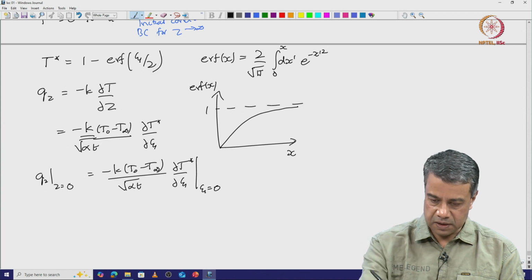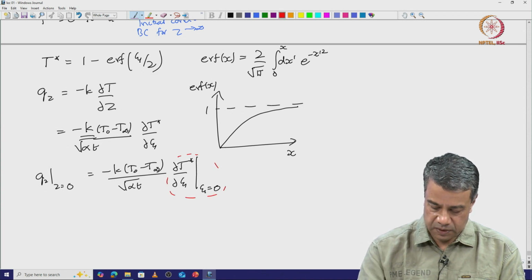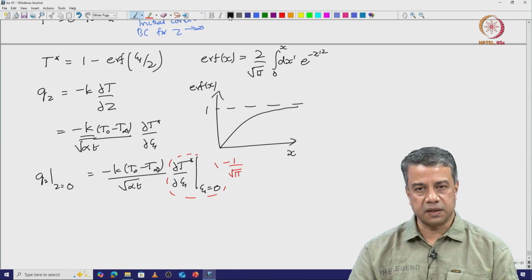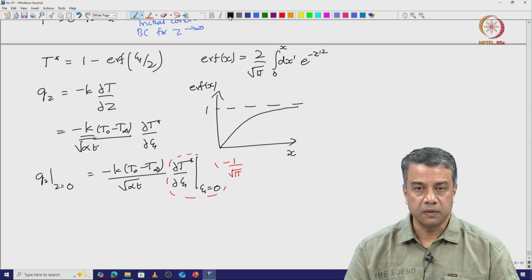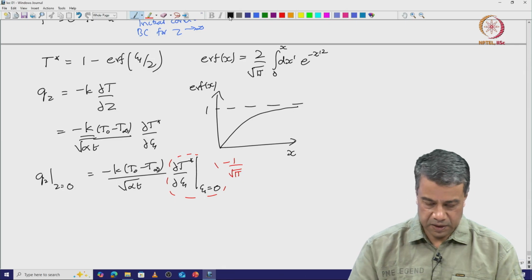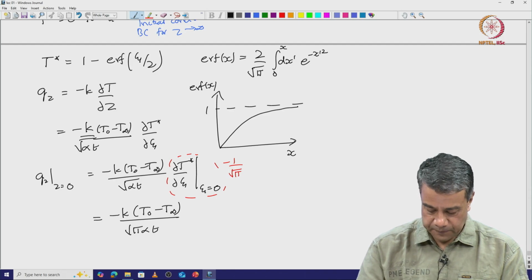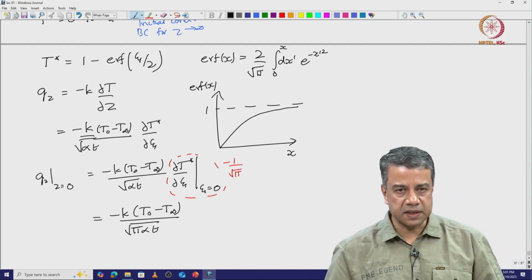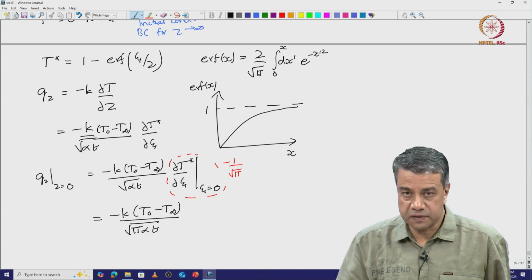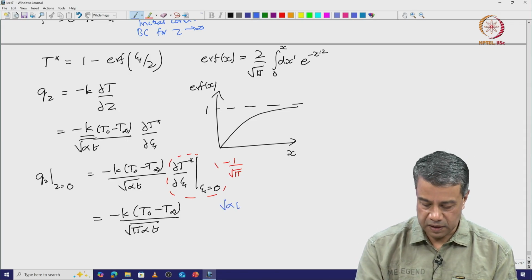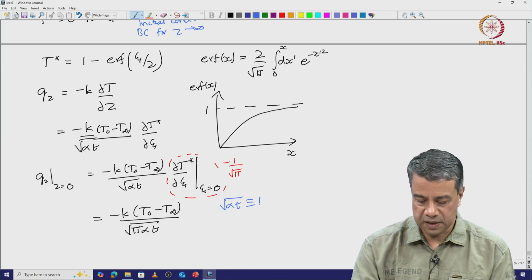Okay. So, this turned out to be, I had shown you in the last class, minus 1 by root pi. The constant C1 in the equation for the temperature field was minus 1 by root pi. Okay. And based upon this, we had got the heat flux as minus k into T naught minus T infinity by root of pi alpha t. Okay. So, that was the expression for the heat flux as a function of time. I had discussed this root of alpha t as a physical interpretation as a penetration depth.